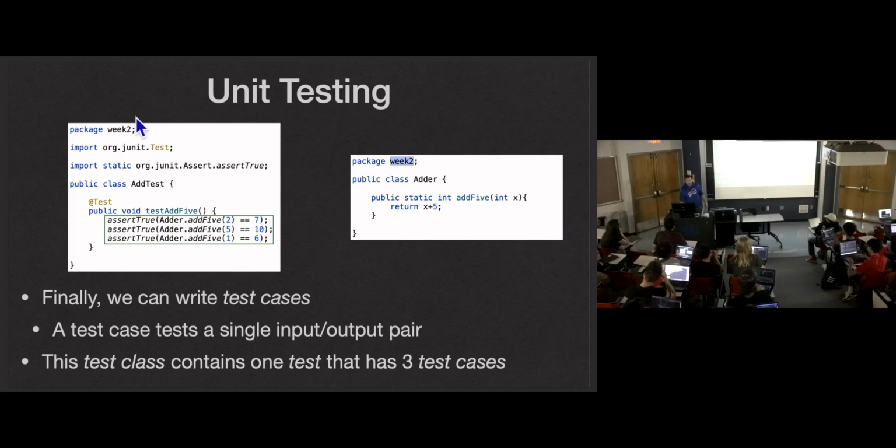I don't have to because they're both in the same package, but I do have to call the method through the class name. Unless I added a static import, I could do import static week2.adder.add5 and then just do add5 without the adder dot here. I didn't do my static import, so adder, invoke the class, .add5, call the method.